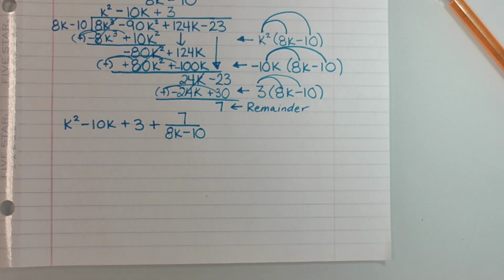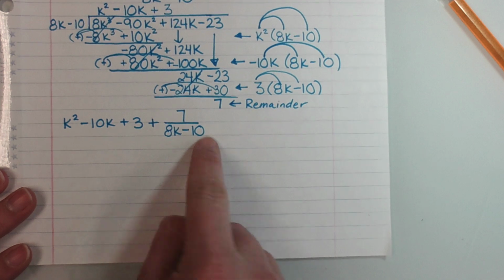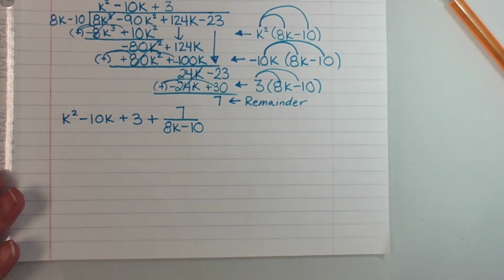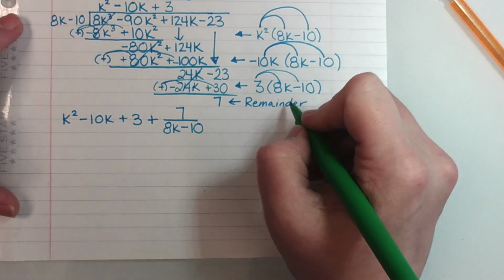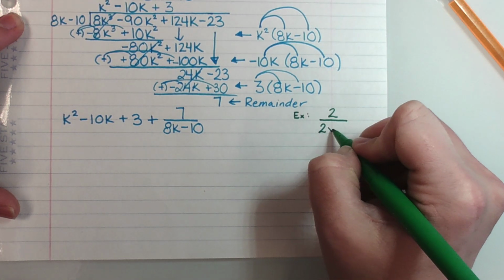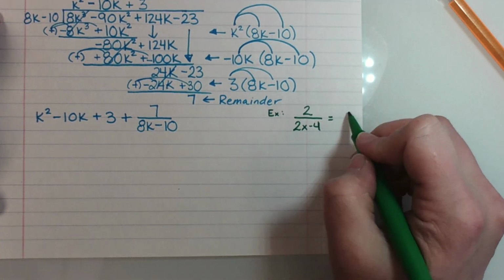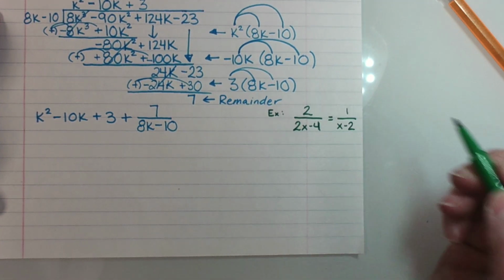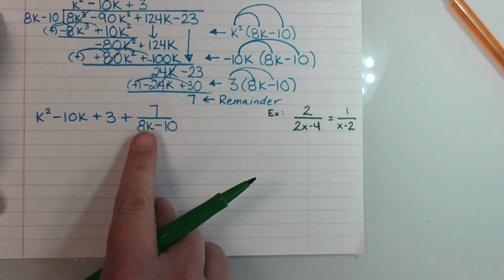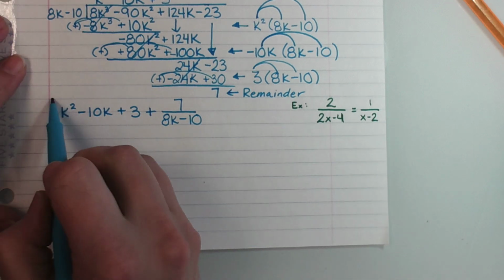Now, in all technicality, sometimes you can simplify that fraction. The times that you can simplify that fraction is when all of the whole numbers divide by something. Does 7, 8, and 10 all divide by the same thing? No. If I had a situation like 2 over 2x minus 4, could that simplify? Yes, because they all divide by 2, and I would do that, and I would get 1 over x minus 2. It just doesn't apply here. But this is my final answer.